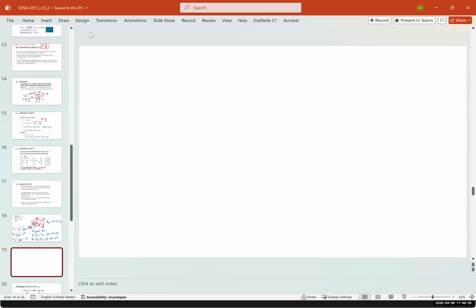So now that I have all the diagonal terms, I want to find the off-diagonal terms.